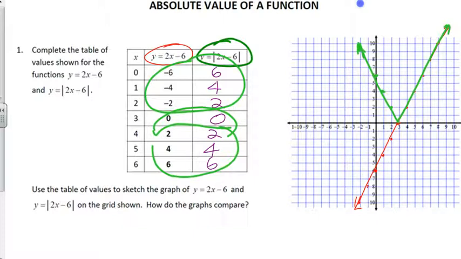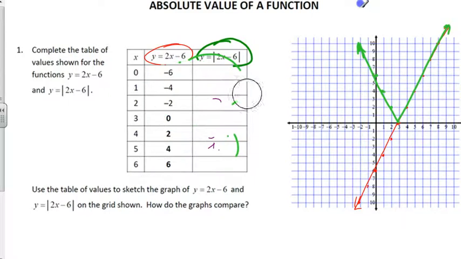Okay, so we've drawn both graphs, right? One in red and one in green. It couldn't hurt for you to do stuff in different colors either, right? Because you can refer to them then and say, well, the green is the absolute value graph, the red is the original graph. I worked out the values: 6, 4, 2, 0, 2, 6. How do the graphs compare?